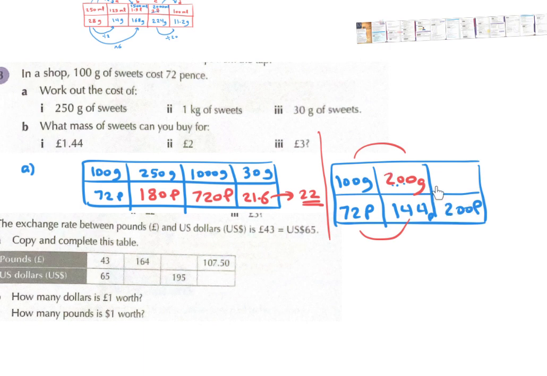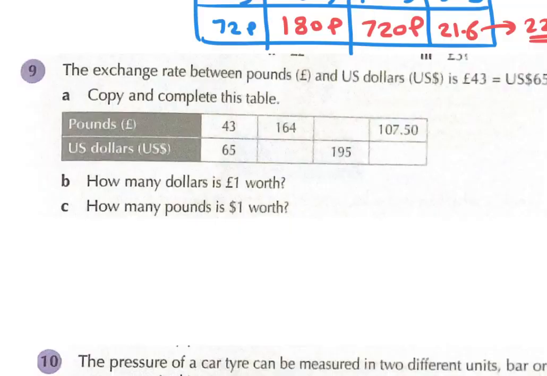Now for the next one, for 2 pounds, this means 200 pence. So if you cross multiply, what is the answer? Tala. 277.8. So we can round to 278. Okay. Now next one, which is 3 pounds, which is 300 pence. 417 grams.